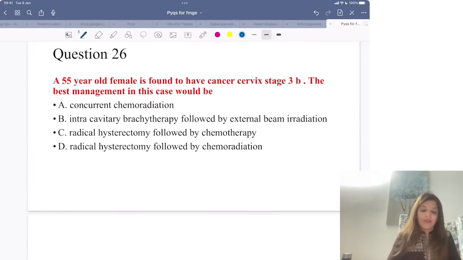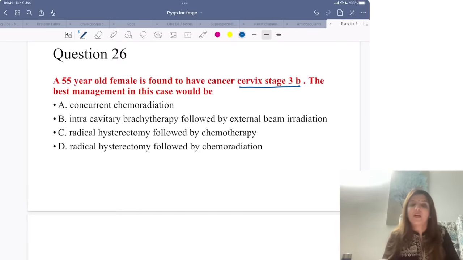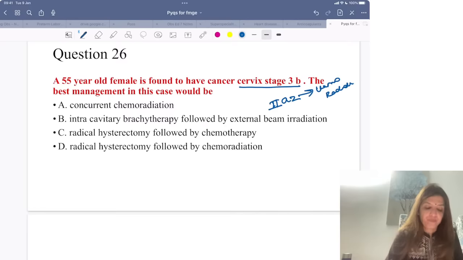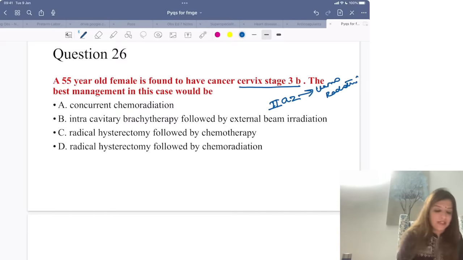Next, this is the question which I was talking about. A 55-year-old female is found to have cervical cancer stage 3B. What is the management? Now you tell me. 3B, matlab this is stage 3. And I told you 2A2 ke beyond, 2A2 plus iske beyond, hum hamesha chemo radiation karte hain. Right? So your answer is concurrent chemo radiation.